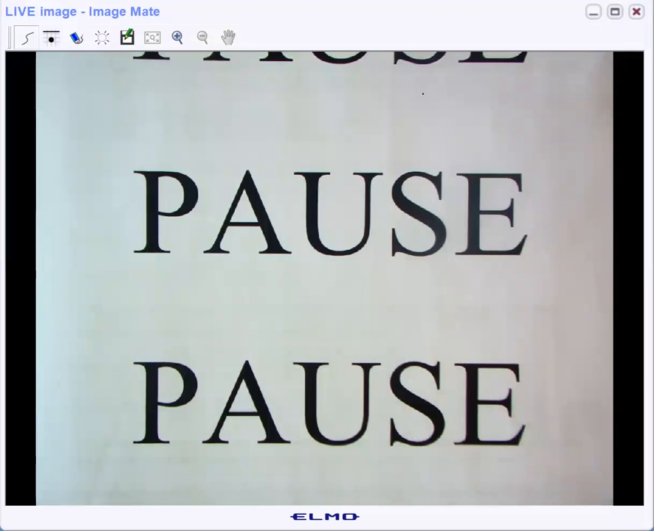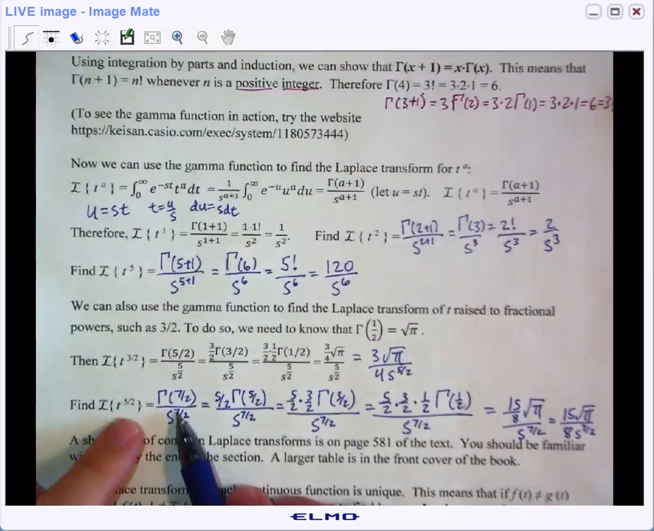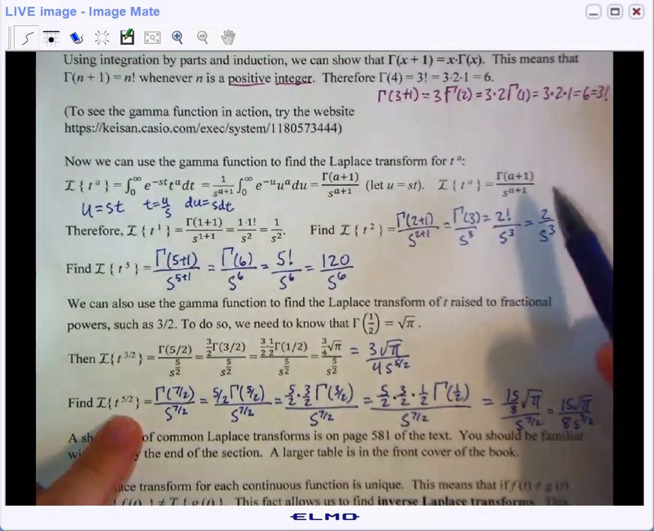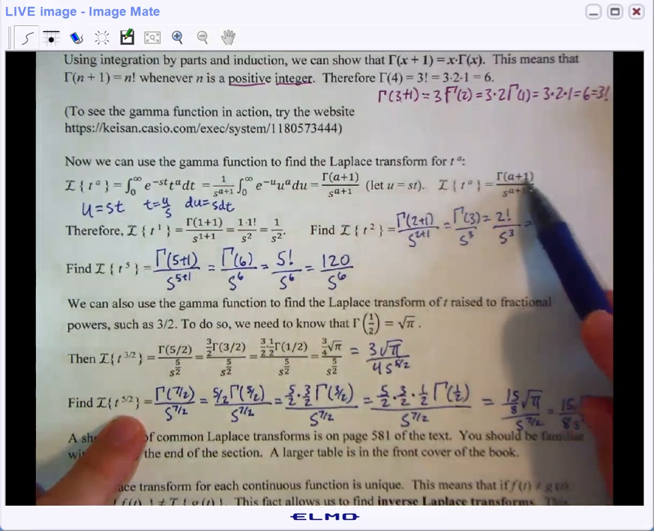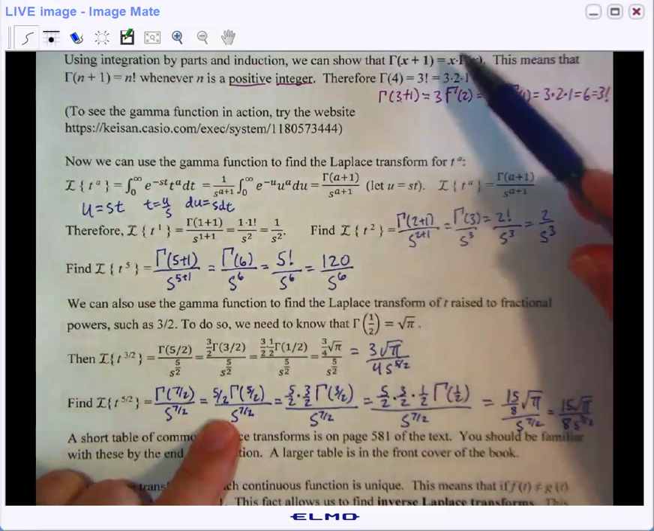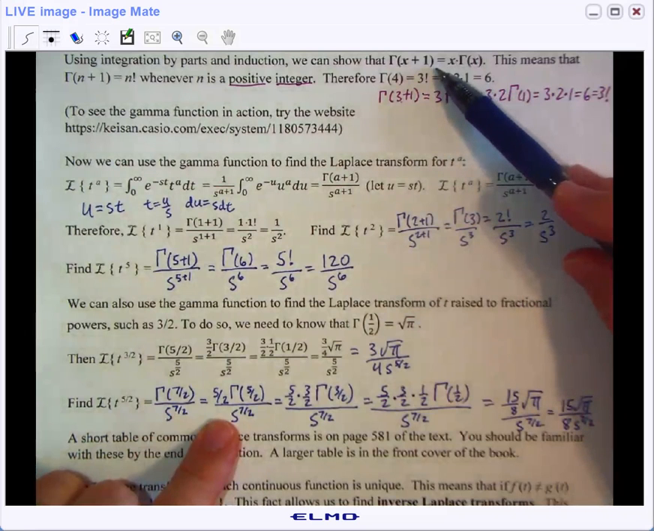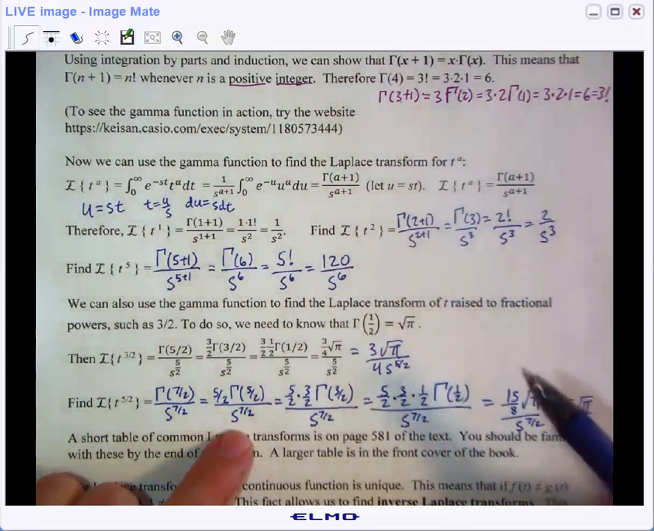Let's see how you did. So we just follow our pattern here, our formula that we've developed. Laplace transform of t to the 5 halves will be gamma of 7 halves over s to the 7 halves. But then we use our relationship on gamma of x plus 1. So that will be 5 halves gamma of 5 halves over s to the 7 halves.